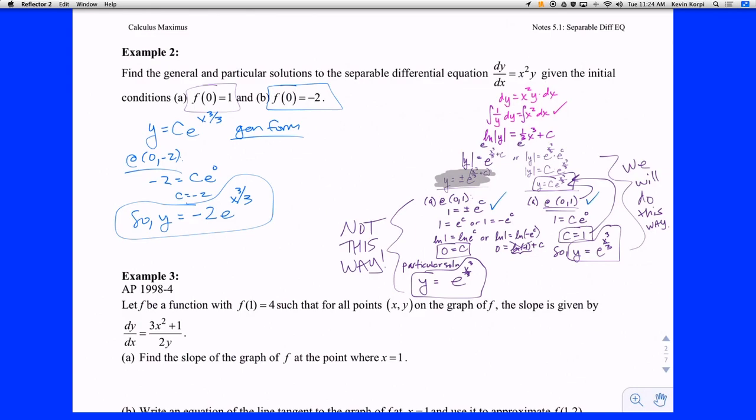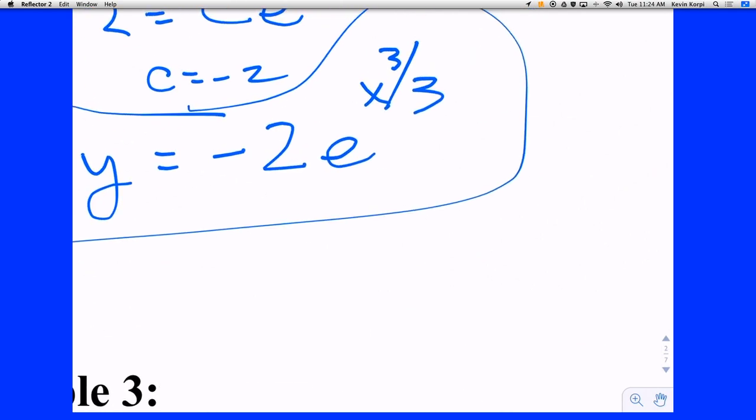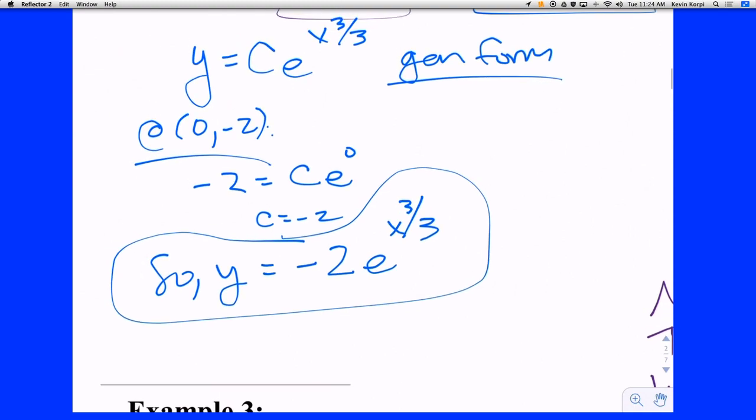And it makes sense, because in order for our exponential function to pass through a negative y value, we would have to have a negative in front, because that reflects the function across the x-axis. And if you're not sure if it's right or not, just quickly make sure. When you plug in a 0, do you get a negative 2? We do. Got it.